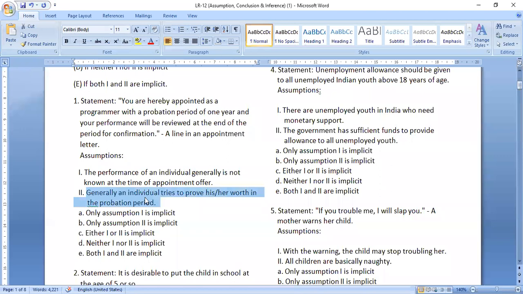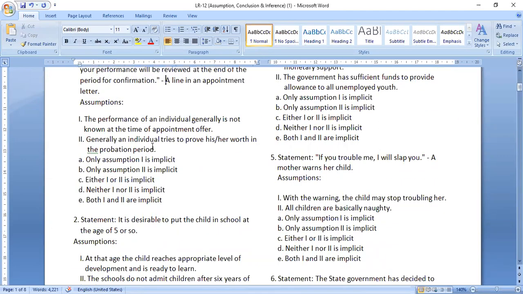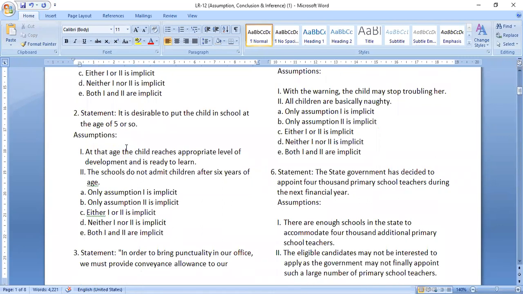Now let's look at assumption two. Generally, an individual tries to prove his or her worth in the probation period. Even that is implicit. It's implicit because if this was not true, then there's no need to have a probation period. Understood. Yeah, thank you, sir. Sure. I think that is pretty confusing.